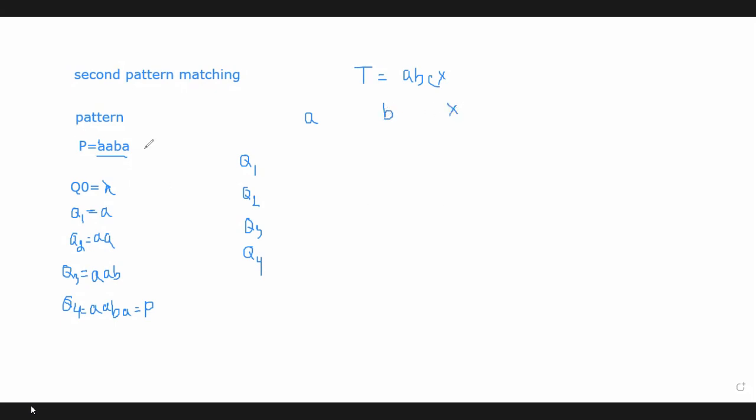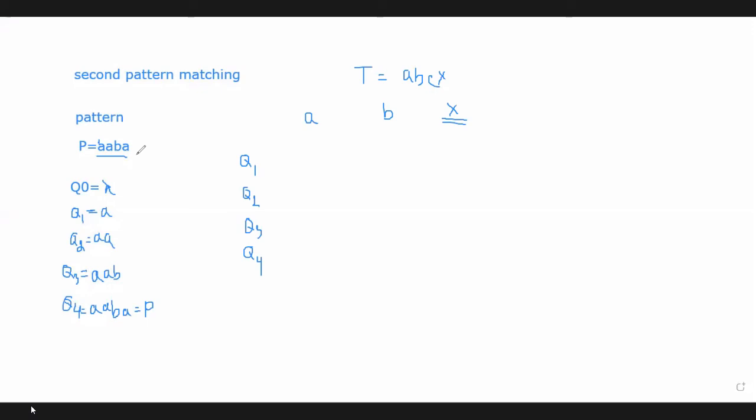In this pattern, we have only two types of character: one is A and another is B. When a pattern is given, there can be other characters in the text, like C, D, E, F. So this X is used for denoting all the characters which are not A and B. Is that clear? Yes, ma'am.